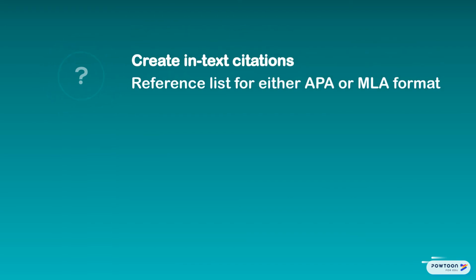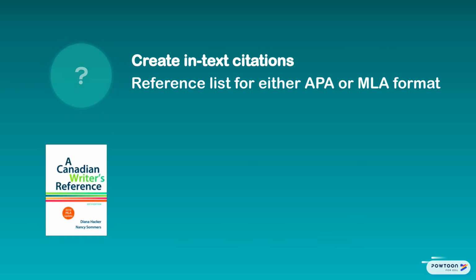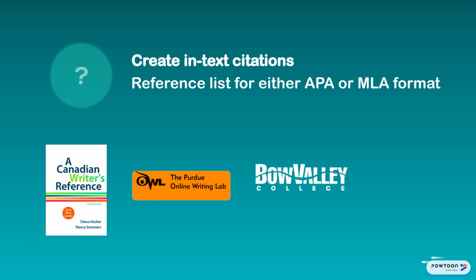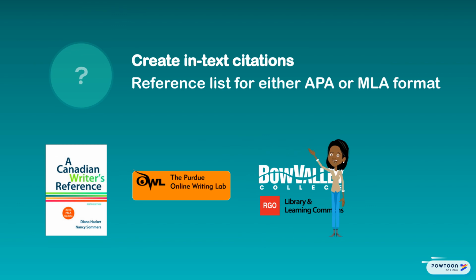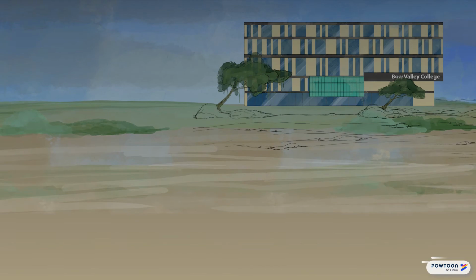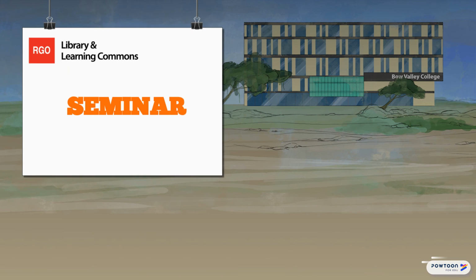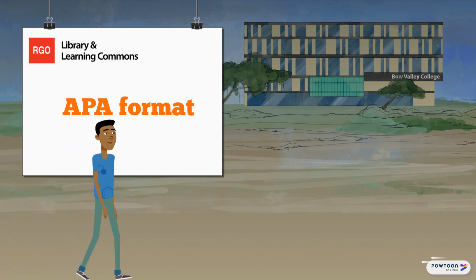For more information on how to create in-text citations and a reference list for either APA or MLA format, consult a Canadian Writer's Reference, the OWL Online Writing Lab, our Bow Valley College Library, or your tutor or instructor. The Bow Valley College Library offers helpful seminars on APA format, and you can visit them anytime to ask a question about finding sources or documenting them.